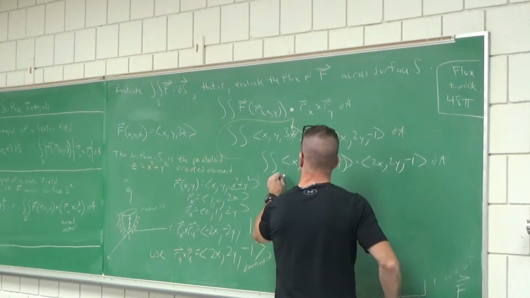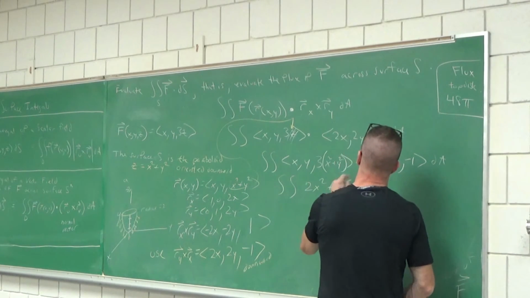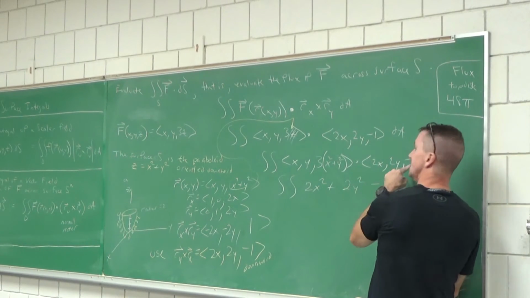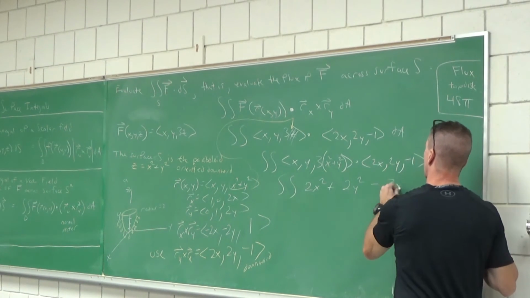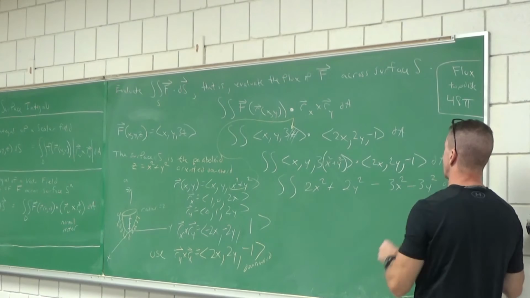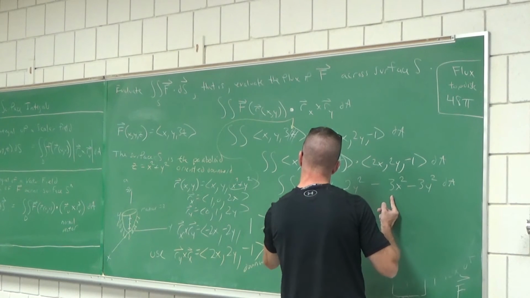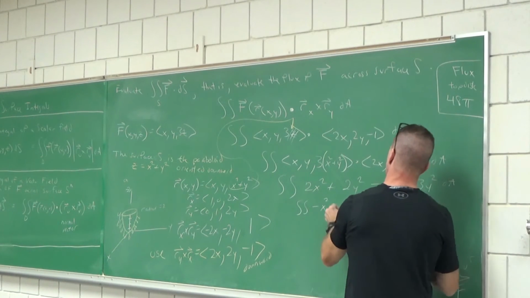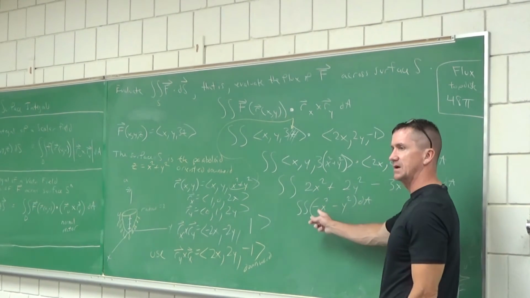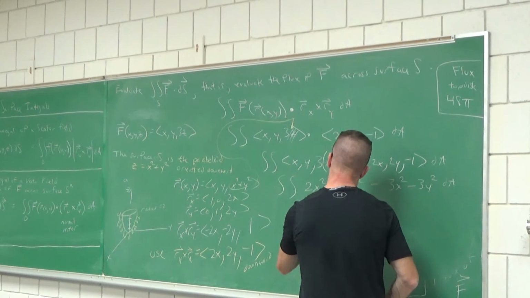What is that dot product? x times 2x is 2x squared. 2y times y is 2y squared. Minus 3x squared, minus 3y squared. Any like terms in there? x squared, y squared. That's 2x squared minus 3x squared, negative x squared. 2y squared minus 3y squared. Want to factor out the negative? Really good. Now, we have a decision to make.